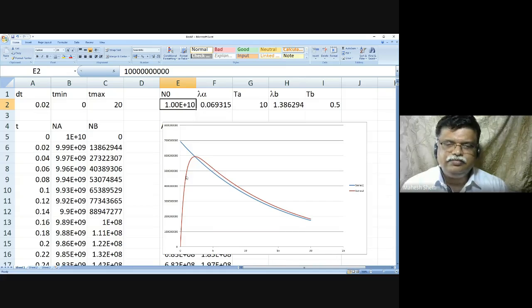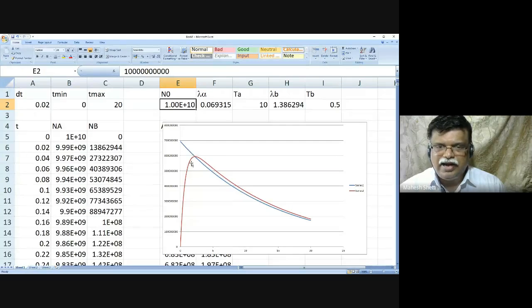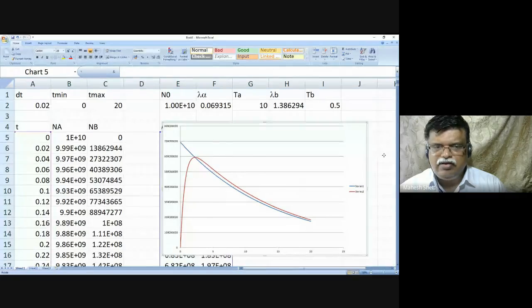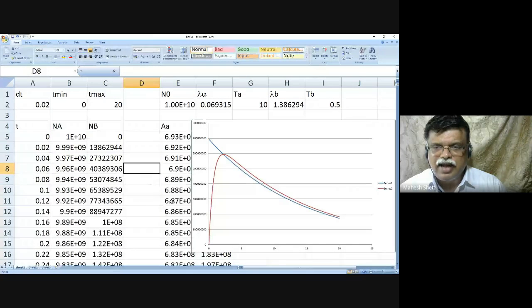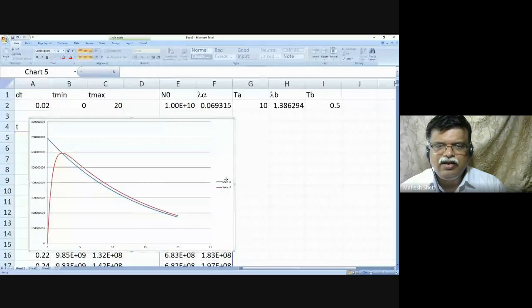Yes. So we can also find the value of time at which B becomes maximum, before B starts disintegrating. See here, it reaches a maximum. At NB, this is activity. The activity of B becomes maximum at some particular point. So in Excel, when you have done the calculation and want to find out at what time it becomes maximum, you can use the max function.